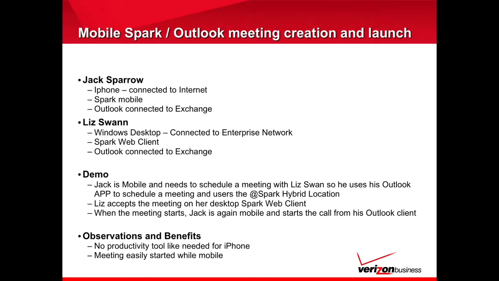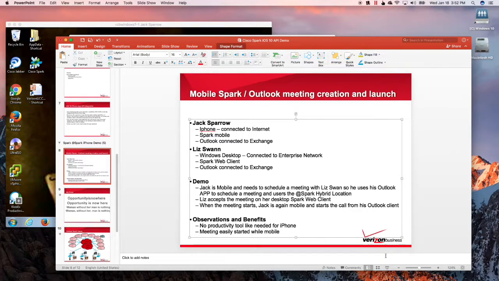So the demo is: Jack is mobile and needs to schedule a meeting with Liz Swan. So he's going to use his Outlook app to schedule a meeting, and he's going to use the @Spark hybrid location. So let's take a look at what that looks like. All right, let's put that away.